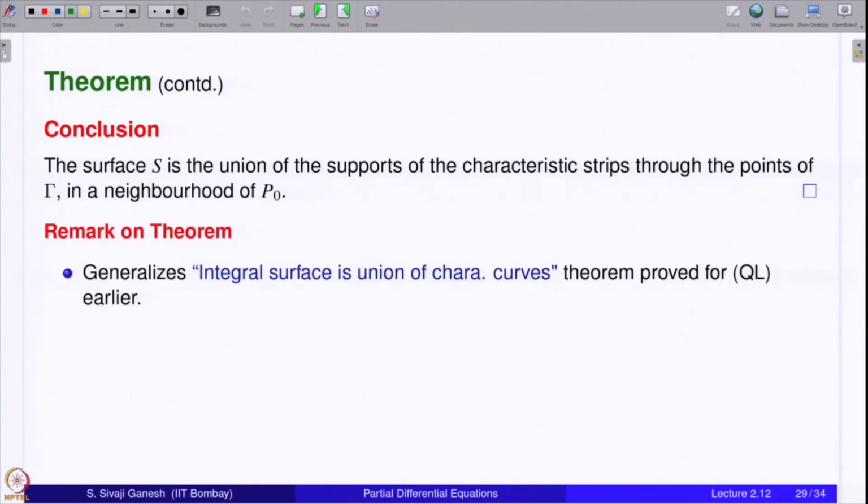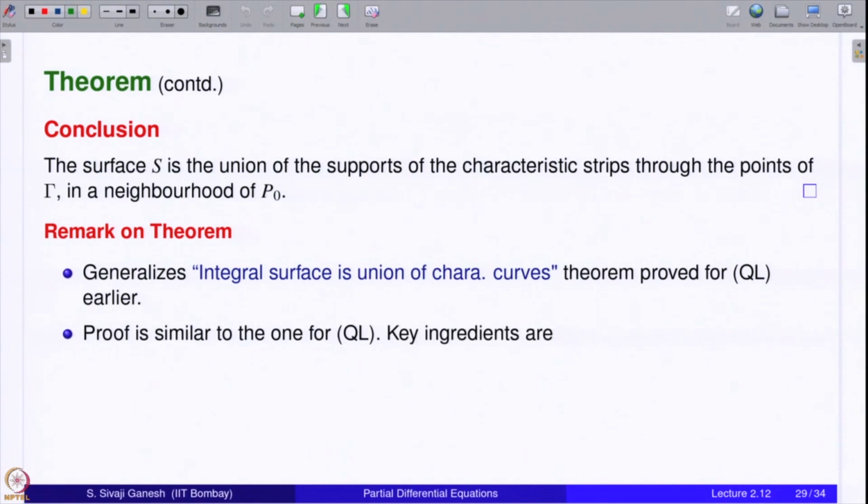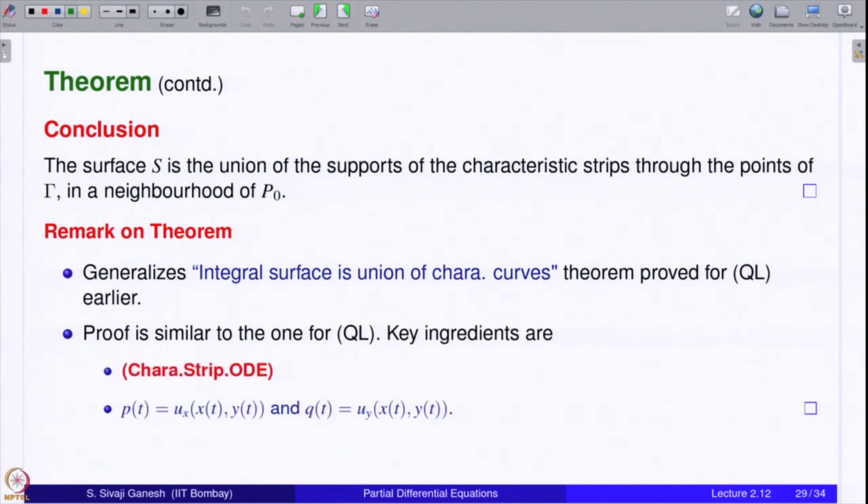So, this theorem actually generalizes our earlier theorem that we did: an integral surface is a union of characteristic curves. That theorem we proved for quasilinear equations. This is a generalization of that. The proof is similar, the same as that. So, the key ingredients here are the characteristic strip ODE and p(t) equal to this and q(t) equal to this.